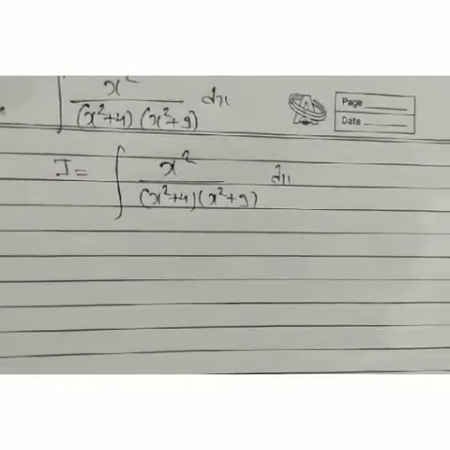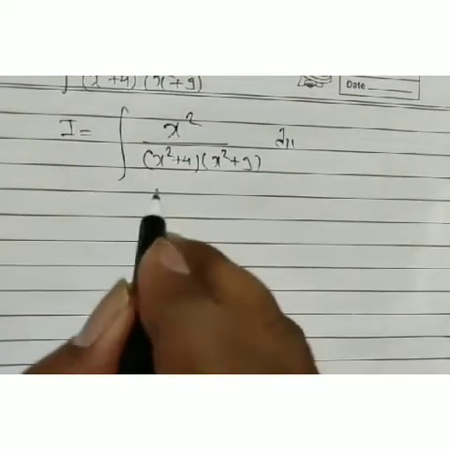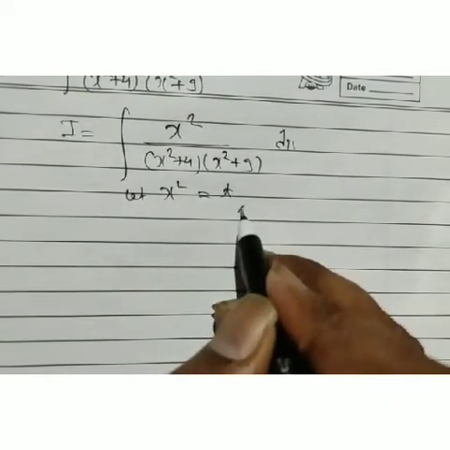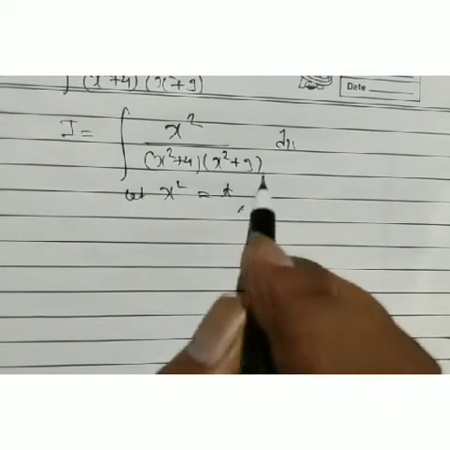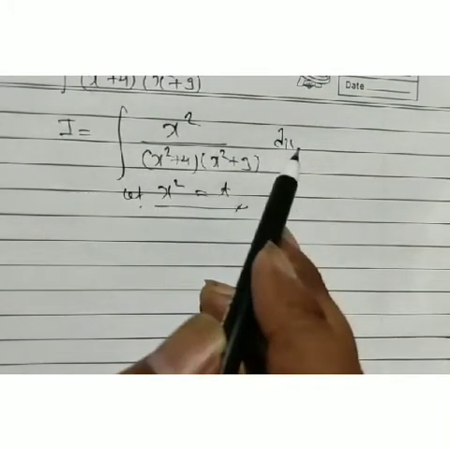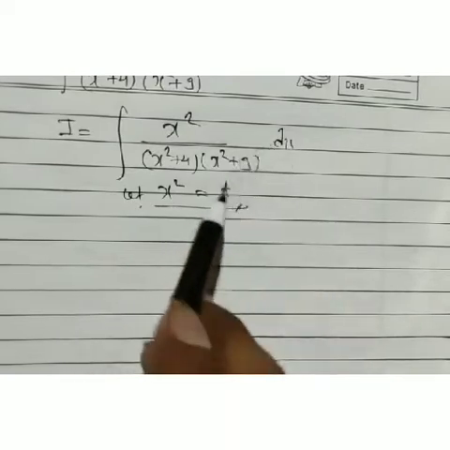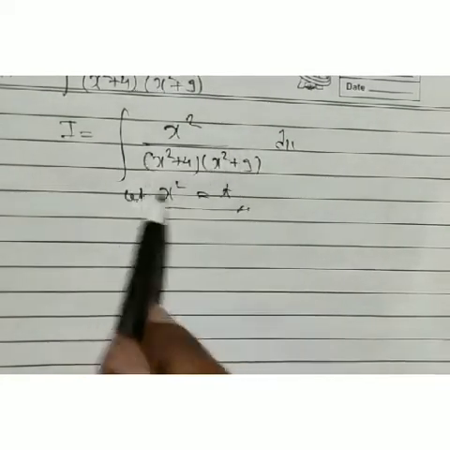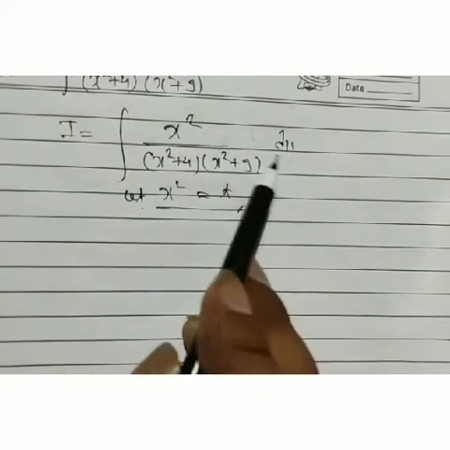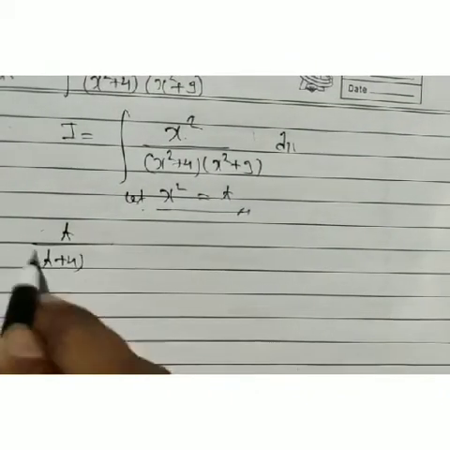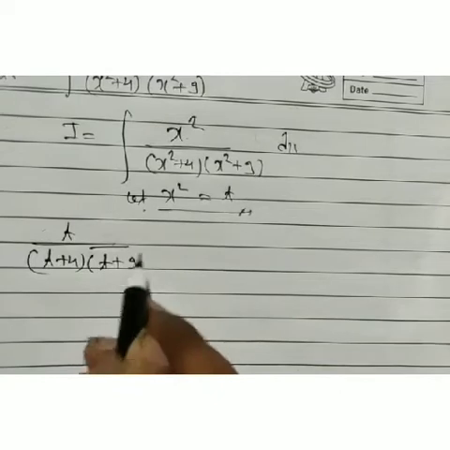Here is what you have to do: let x square equal to t. When we take x square equal to t, we are not going to change our dx there. We just change these values. Then this form is what, our t plus 4 and t plus 9.